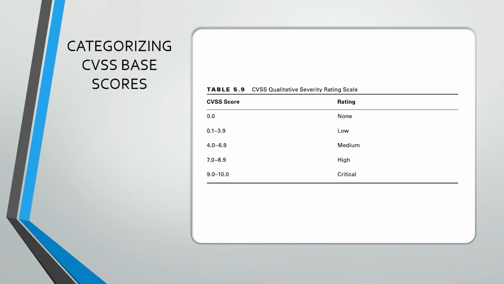Okay. And then here's our range of CVSS base scores. 0 is none, 0.1 to 3.9 is low, 4.0 to 6.9 medium, 7.0 to 8.9 high, 9 to 10 critical. But this starts making sense now, right? About what we want to communicate to them.